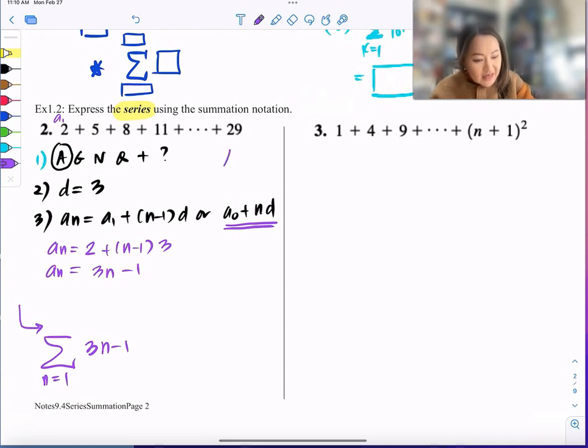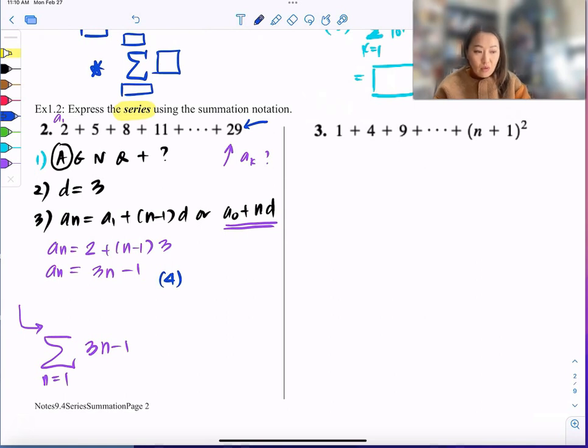Or like this guy here, he's like, what is that? I don't know where to end, right? So what do we have to do? We've got to do one last step. What is the value of the 29th term? You've got to think about that.